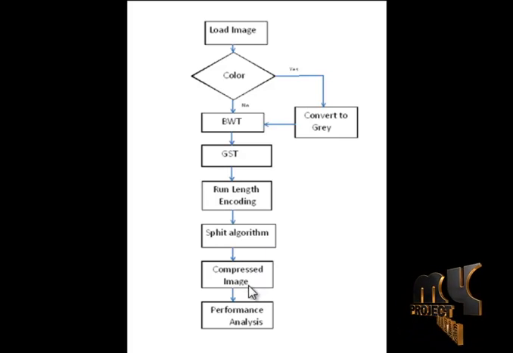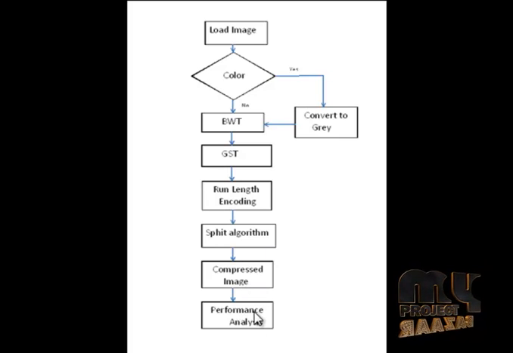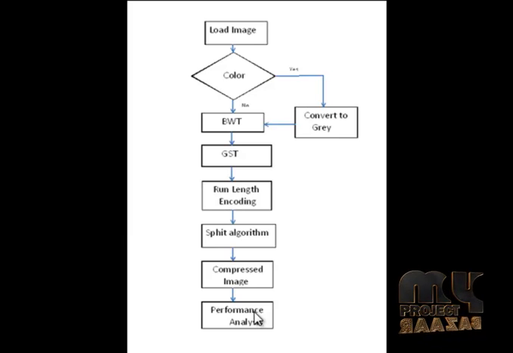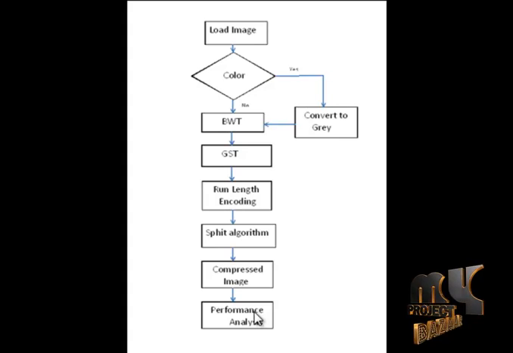After the encoding, we can calculate the performance analysis of our overall system. In performance analysis, it is done by calculating the PSNR value. Peak signal to noise ratio is an approximation to human perception of reconstruction quality. It is calculated based on the mean square error value. PSNR is high for an enhanced image.